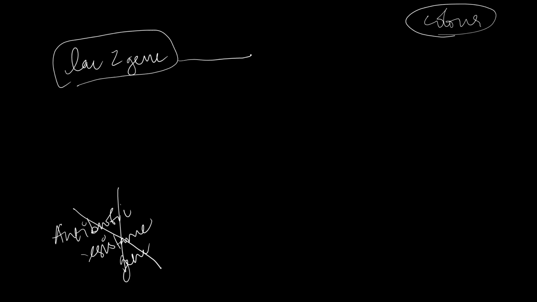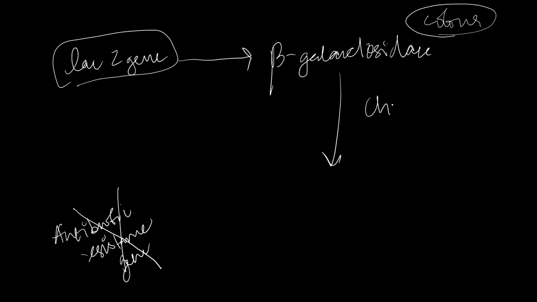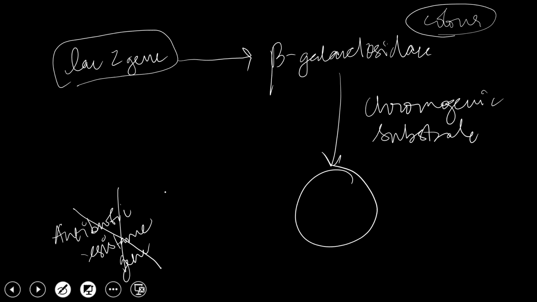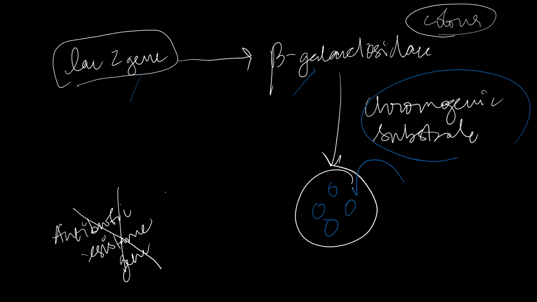So the LacZ gene is something which produces an enzyme referred to as beta galactosidase. Beta galactosidase, in presence of a chromogenic substrate, produces blue color colonies. So this is what you need to remember. The LacZ gene produces beta galactosidase, and in presence of a chromogenic substrate, it produces blue color colonies.